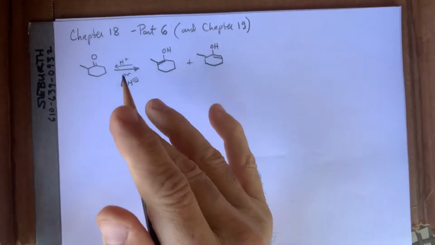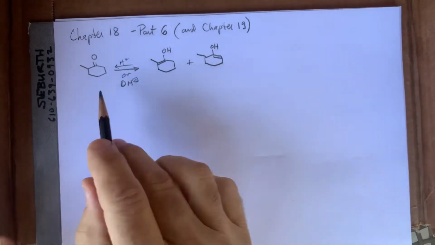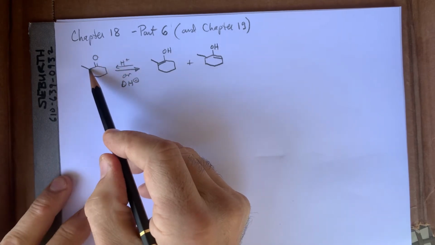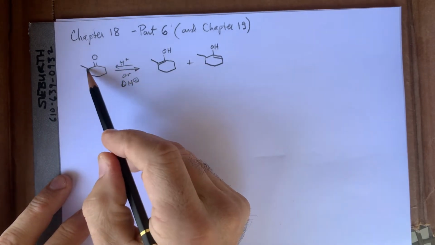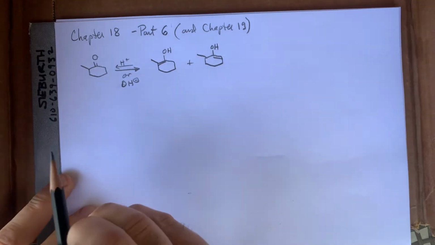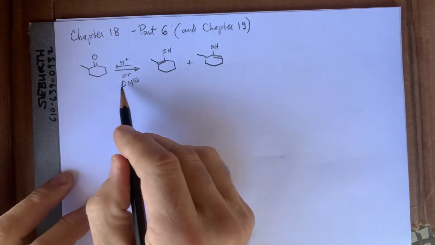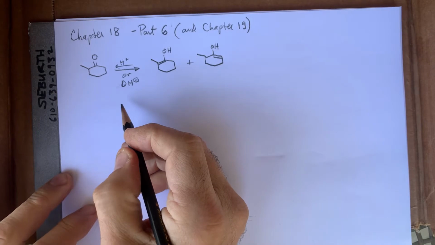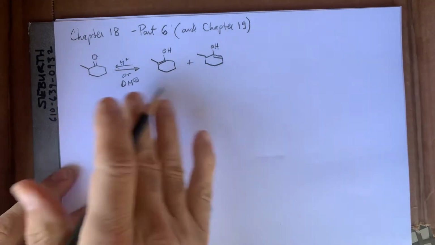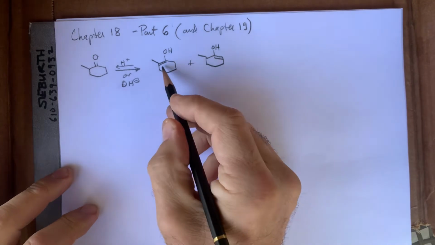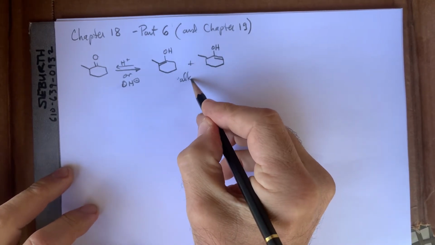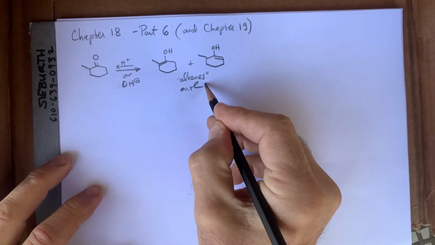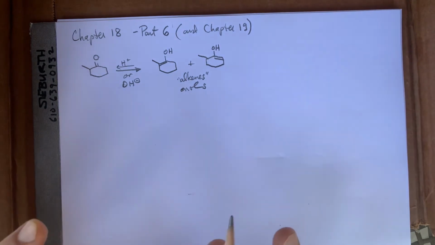Acid and base, of course, are catalysts. They speed this up through either protonation and loss of a proton, or deprotonation and then protonating the enolate. But of course, hydroxide is not strong enough to really deprotonate this very much. So we're just setting up this equilibrium. And these are alkenes. These are, in fact, enols, but they really function as alkenes here.